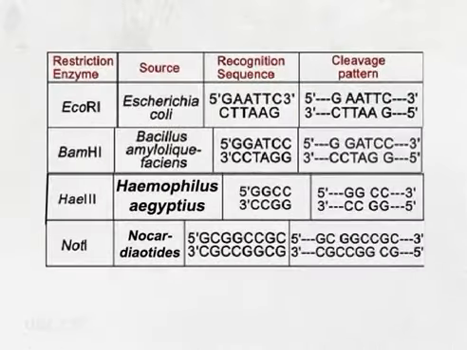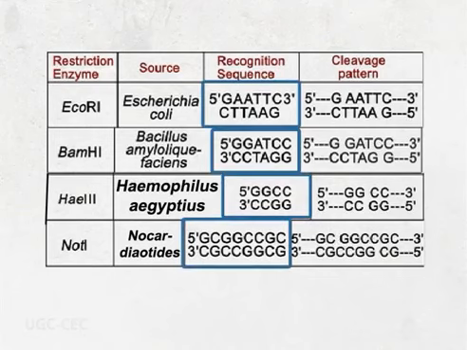Number 2, the recognition sites or restriction sites of almost all restriction endonucleases are 4 base pair, 6 base pair or 8 base pair long palindromic sequences with a few exceptions. A palindrome is a sequence in which both strands have the same nucleotide sequence, but in antiparallel orientation.